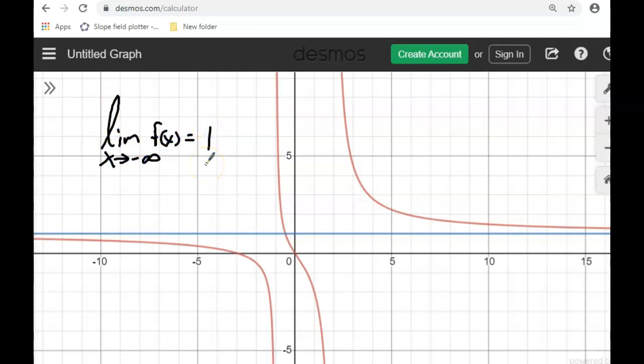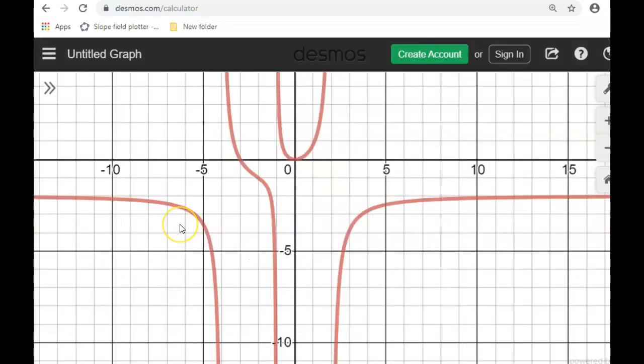Okay, so that's what we mean by end behavior. What's happening at the ends of this function? In other words, what's happening at the far left and far right of the function? It's approaching a y value of 1. Okay, so let's take a look at another one. Here's another one. You can see it. These do look pretty weird, but here's another one.